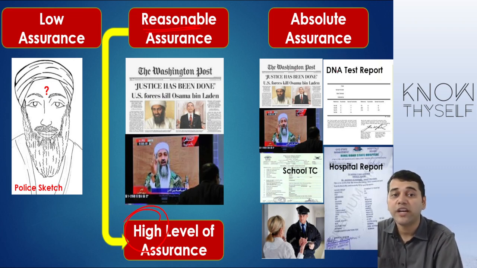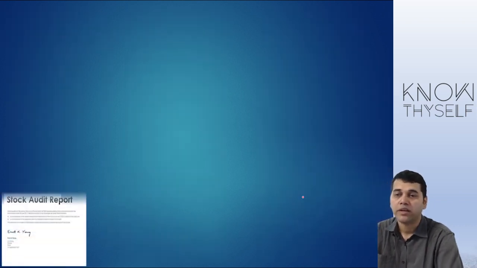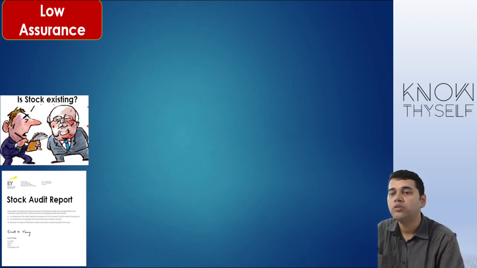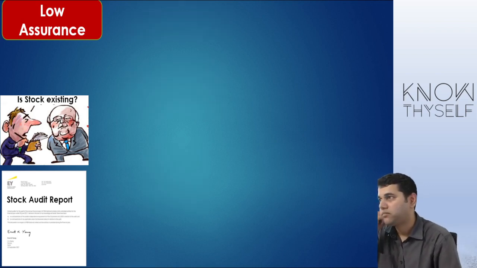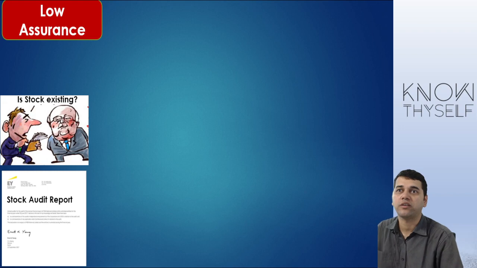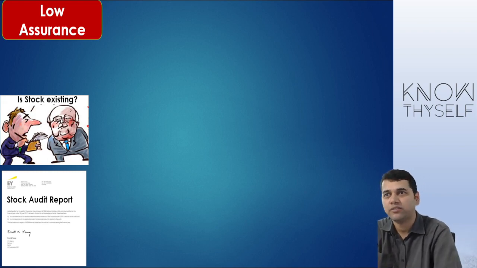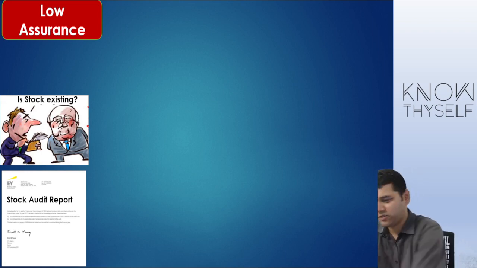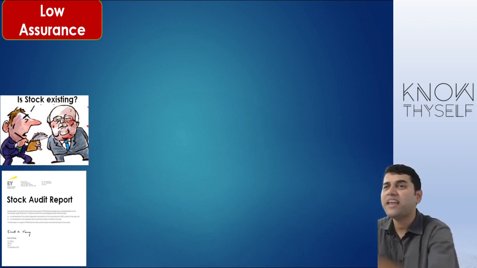Absolute assurance, how do you get it? With all these DNA tests, school TC, hospital records, etc. Okay, now in the stock audit you have got. What did you do? You asked, is there stock available? The management said yes, every stock is available, and you gave an audit report. Have you seen such audit reports? Anybody gives somewhere? All the stock is fine, all is fine, sir. Okay, audit report is given. Very low level of assurance.